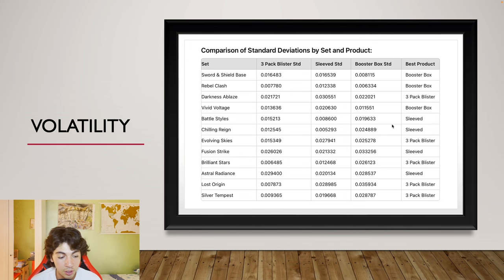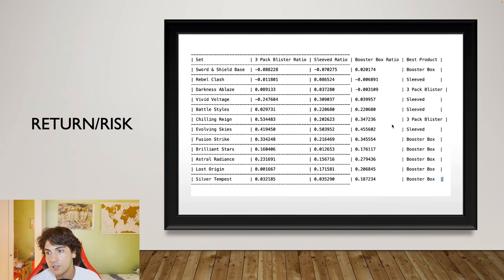Will it happen again in the future? I don't know. I have no clue. If I knew, I would be rich and I wouldn't be sitting here with over 30 degrees Celsius making a video. Return to risk. Now, this is our risk-adjusted measure. So, without further ado, you can see the results. Once again, from Fusion Strike onwards, so up till Silver Tempest, booster boxes would have been the best risk-adjusted performing product. Sword and Shield base also would have been the best performing product when it comes to booster boxes.